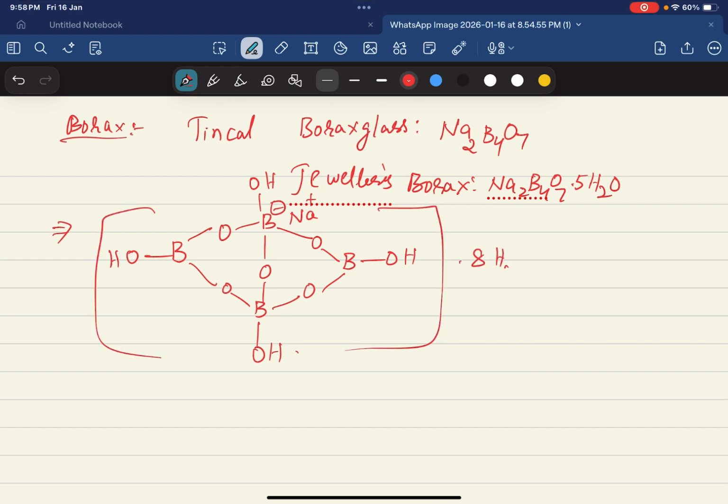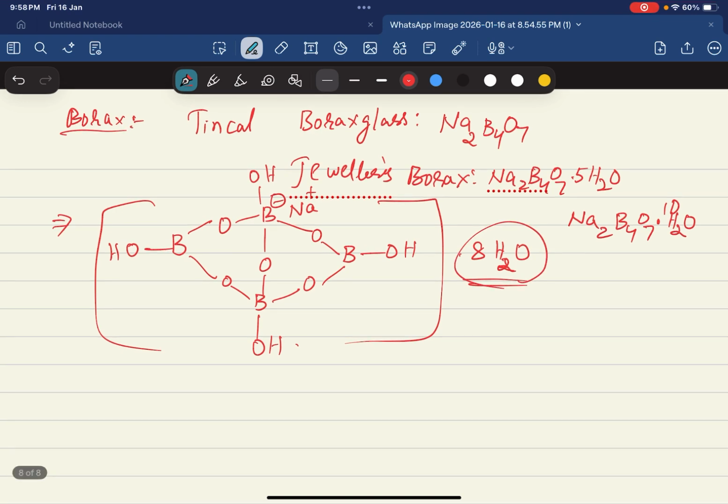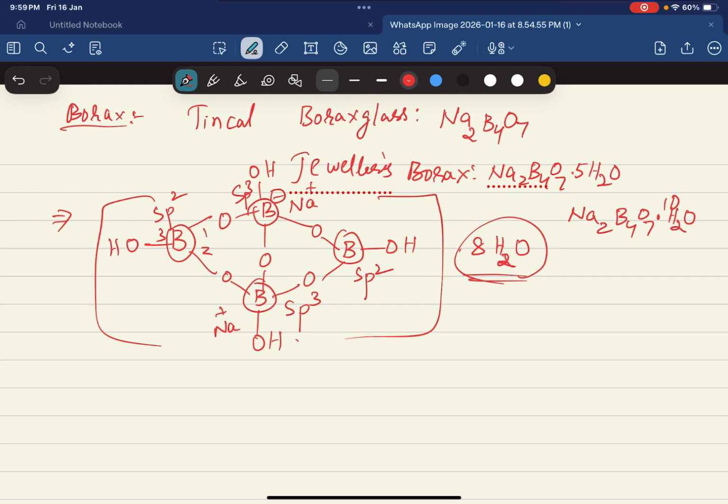Here the water of crystallization for borax is 8H2O, not 10, students. While writing, we write borax as Na2B4O7·10H2O, but in the actual structure we get 8H2O, not 10H2O, students. And the hybridization of this boron is sp2 because 3 bonds are there. The hybridization of this boron is also sp2. The hybridization of this boron is sp3 because 4 bonds, this one also sp3. So here Na+ and Na+ ions.